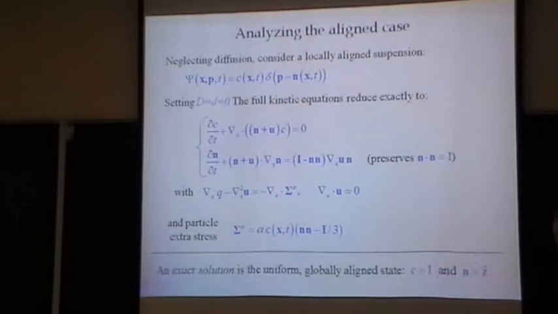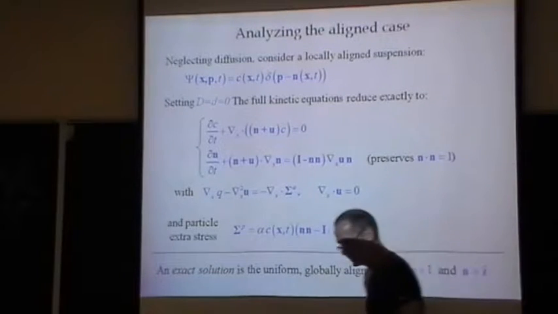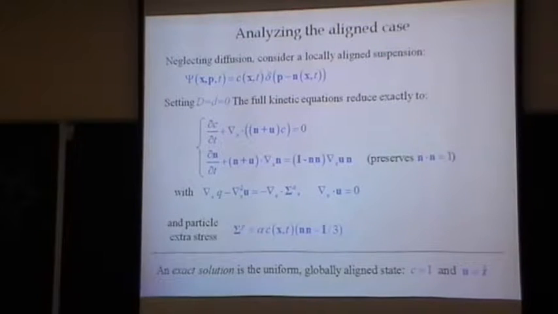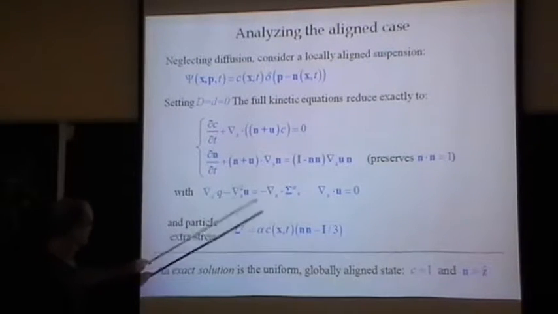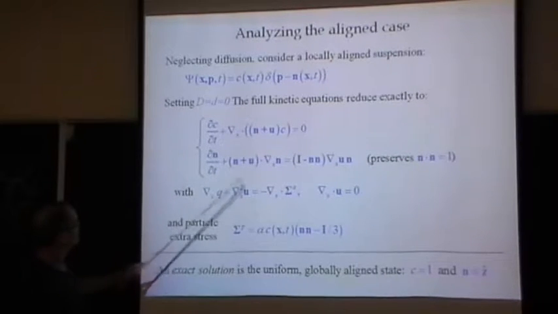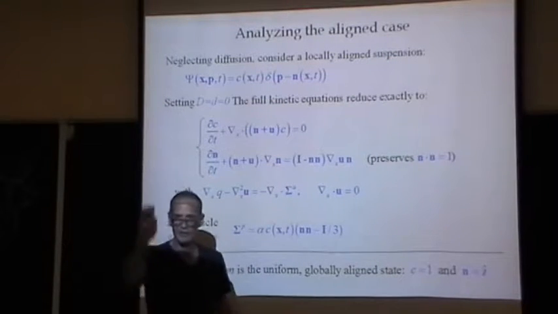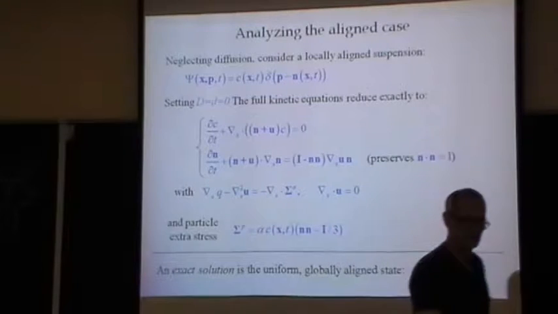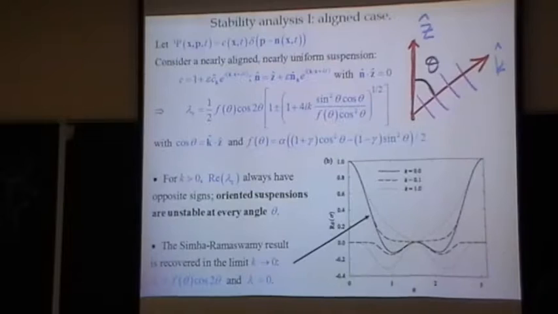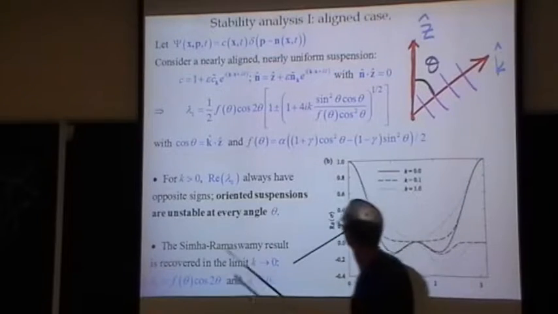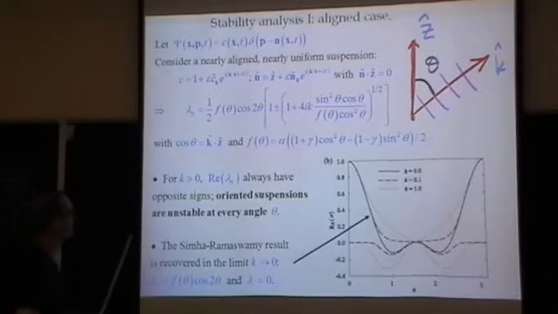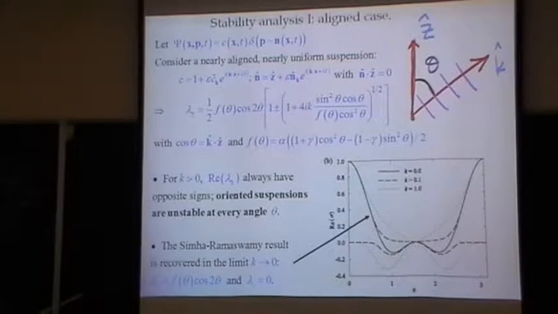Now, what's useful about this one is you can look at a particular case, which is going back to the theory of Simha and Ramaswamy, where there's a special case where you can just look at a uniform suspension all aligned in the z direction. Now, I want to look at linear theory for that. That's a special steady state solution. So I can linearize my equations for that case, and I can find dispersion relations for the growth rate as a function of the angle of a plane wave perturbation to being aligned in this one direction.